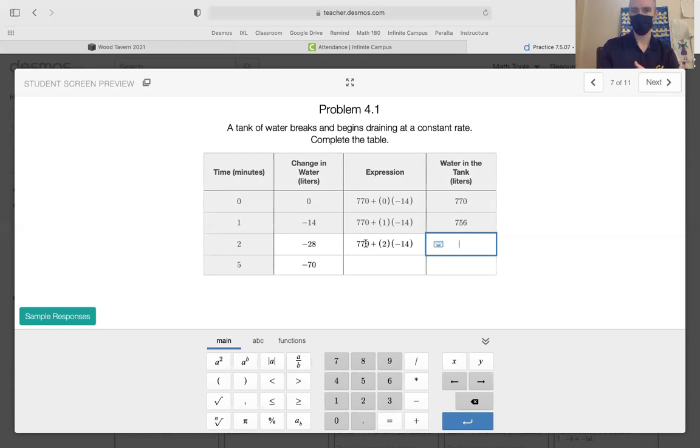But really, you're just doing the original 770 minus how many gallons have leaked out, or plus the negative change. So this is going to be 770 plus negative 28. That's 742. And then this one will be 770 minus 70, or plus negative 70, which is 700. And the expression will be the original 770 gallons in the tank plus the 5 hours that have passed times the rate of change, which is negative 14.